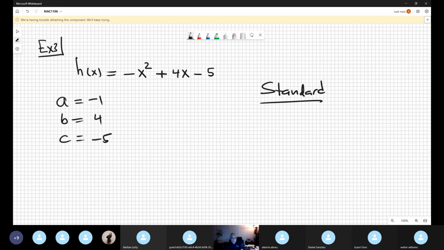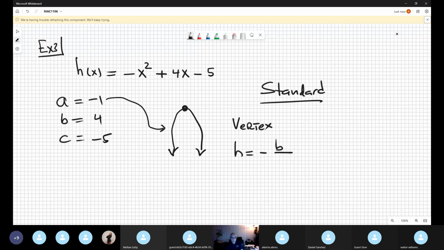Exactly. When A is negative, you infer that the parabola looks like that. Now I need to find the vertex point. Remember the formula. The easy way is the formula. The formula is H equals minus B over 2A. Be careful. My formula has a minus in front, but B is positive 4, and A is -1. Do you see or no?